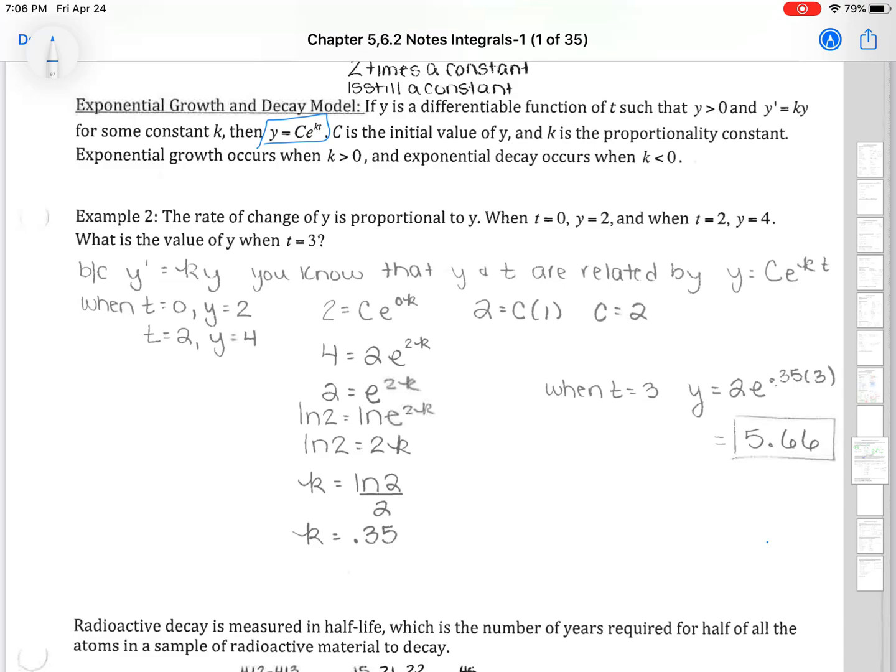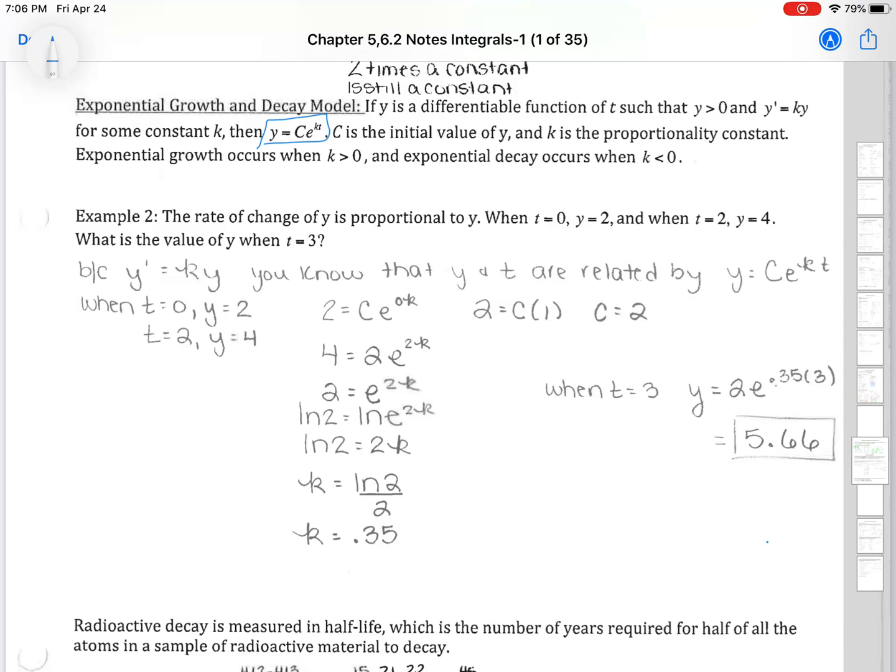Let's see. All right, so it says, if y is a differentiable function of t such that y is greater than 0 and y prime equals k times y for some constant k, then this is the important formula that we want to use right here: y equals ce to the kt. C is the initial value of y that you start with. K is the proportionality constant. Exponential growth occurs when k is positive, and it would be decay if k is negative.